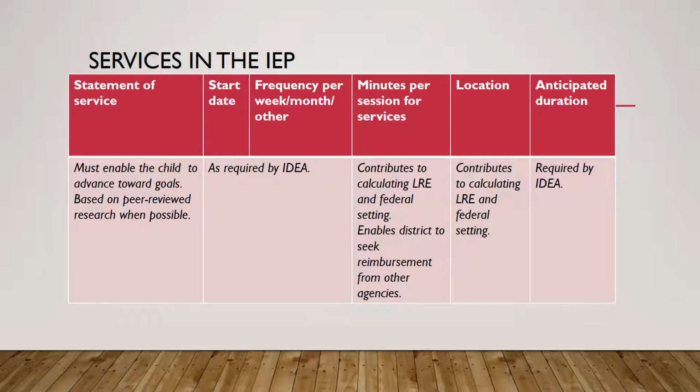It's based on peer-reviewed research whenever possible, which means if we're going to do small group instruction, we know that research tells us small group instruction is going to help our students progress. If we have a para included in this section, research would tell us that an additional support in a general ed classroom is going to be beneficial for the student. So you're not actually listing what the peer-reviewed research is. It's just that good teaching, good planning should always be based on peer-reviewed research.